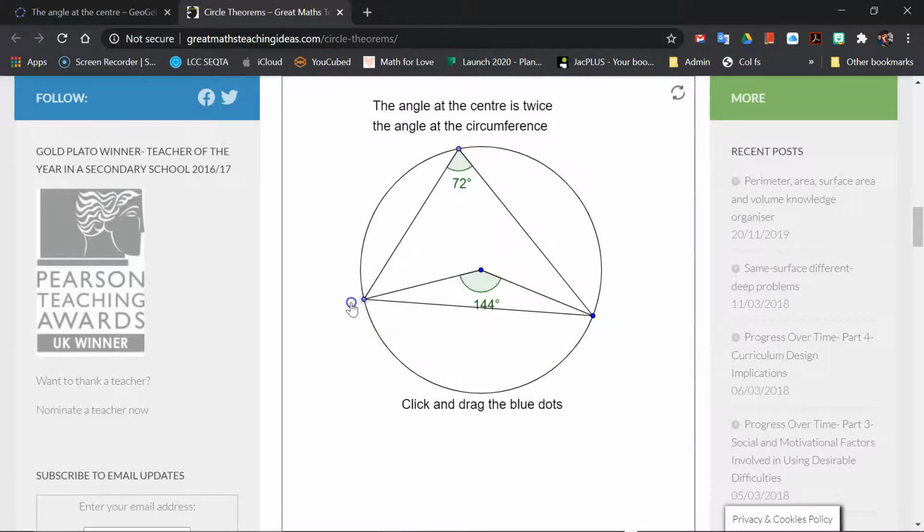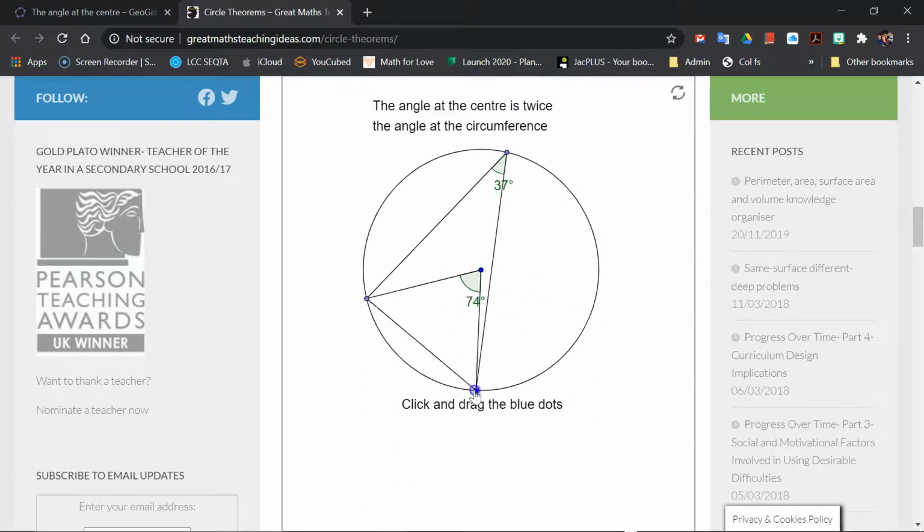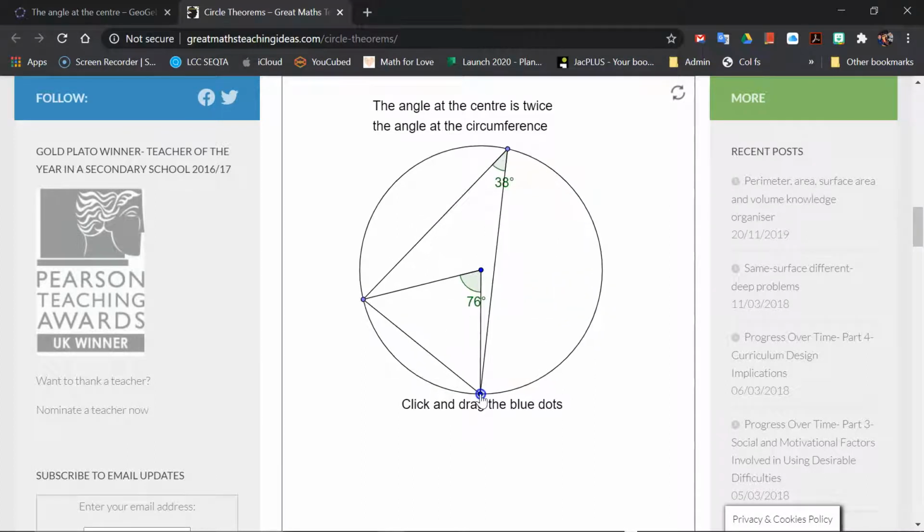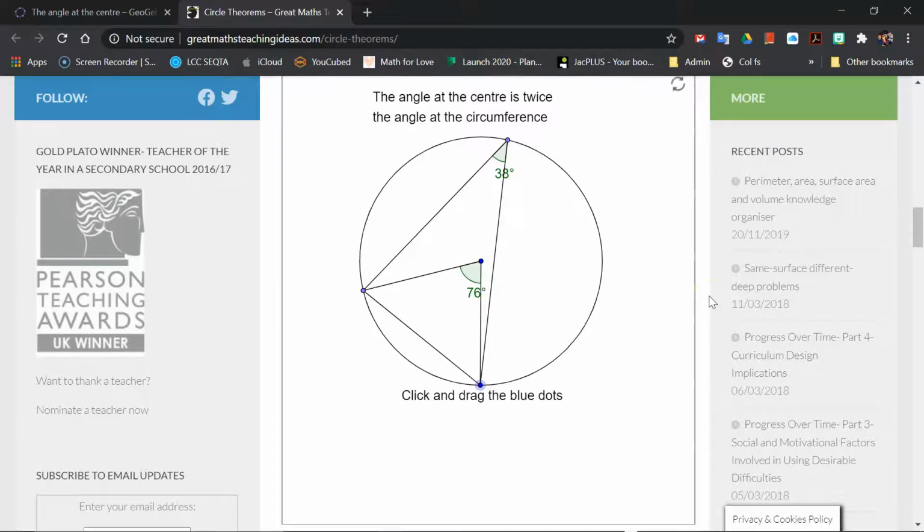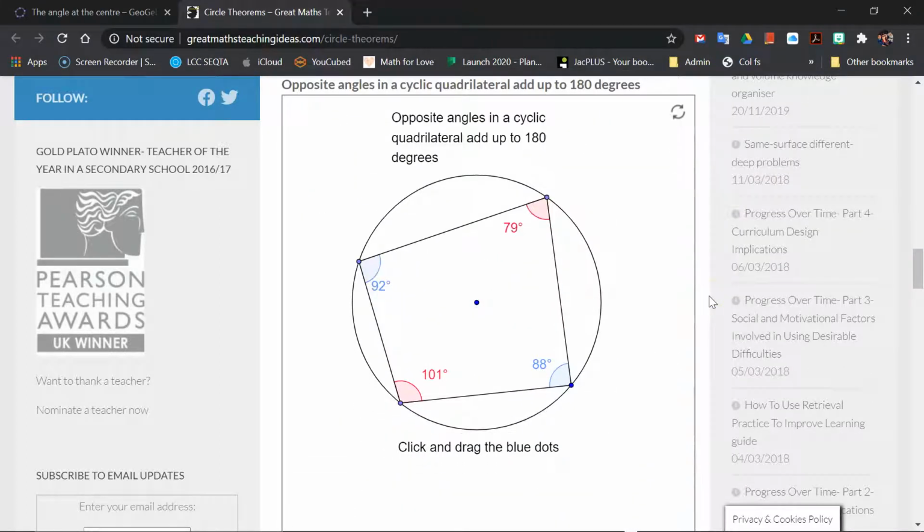Again, if we were to change it, we've got 144 degrees here. Half of that is 72. That doesn't change. We can make it smaller. And then obviously 38 degrees is half of 76. So that's that theorem that I'd like you to take note of as well, that pattern, that occurrence.